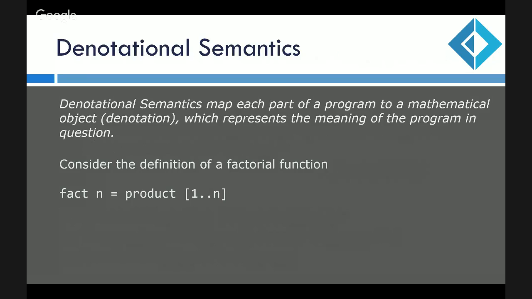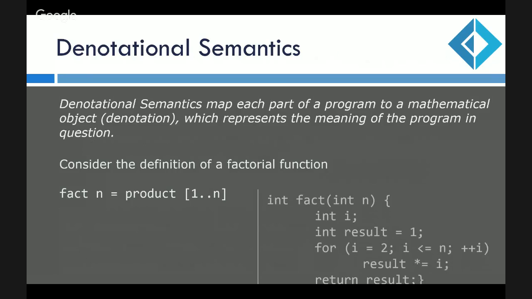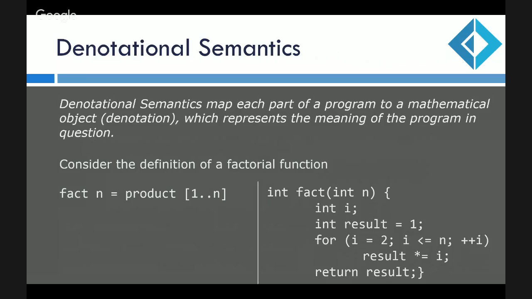We have an expression, the numbers that go from 1 to n, which is a list of integers, and then we have a function product that multiplies all elements in the list, right? And this really represents a definition that comes from a mathematical textbook. Now compare the same implementation using C. I think it's pretty clear what the difference is between a language that uses denotational semantics versus a language that doesn't, right?